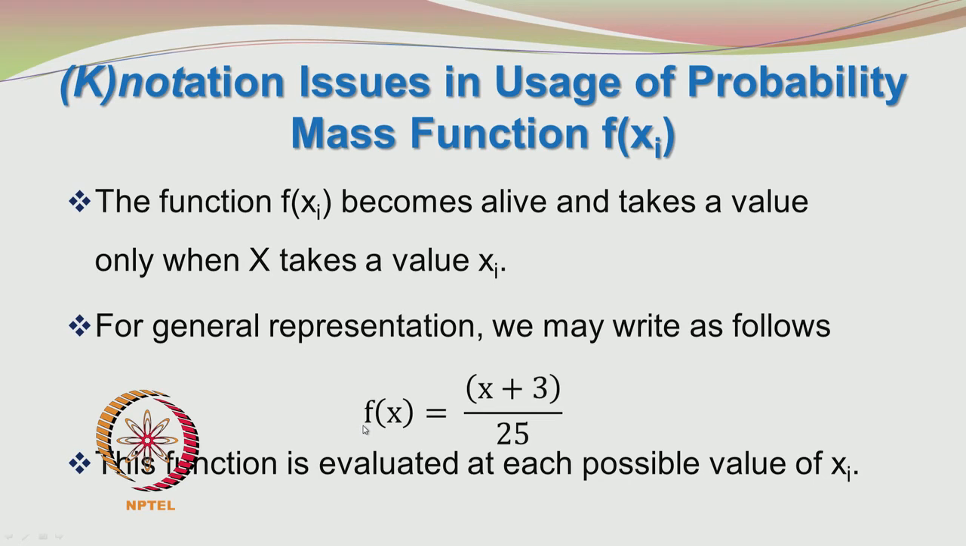Generally, we can represent the probability density function. Sorry, it is not probability density function. Probability density function is used for continuous distributions. Now we are dealing only with discrete distributions. So the probability distribution function or the probability mass function f of x is given by x plus 3 by 25. Small x is used throughout, and this function is evaluated at each possible value of xi.